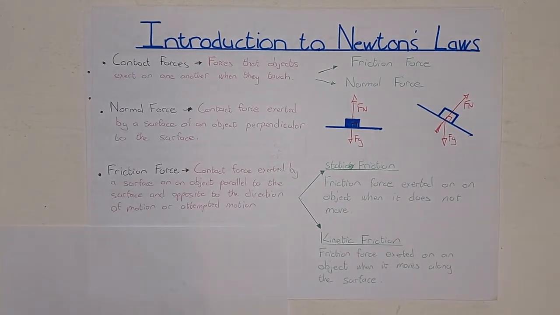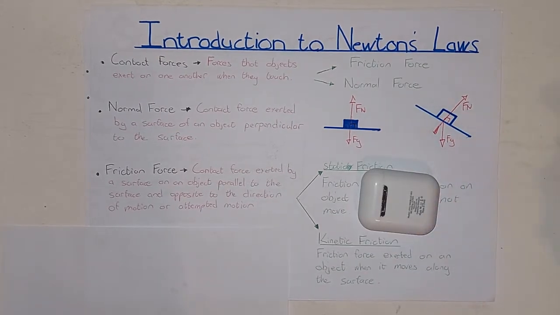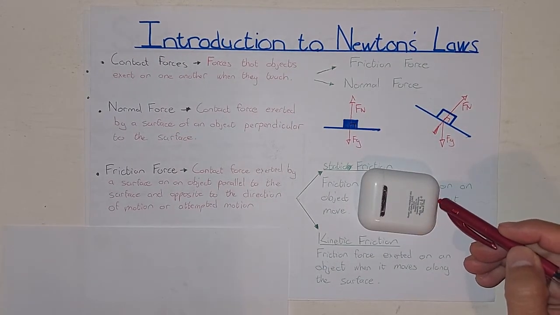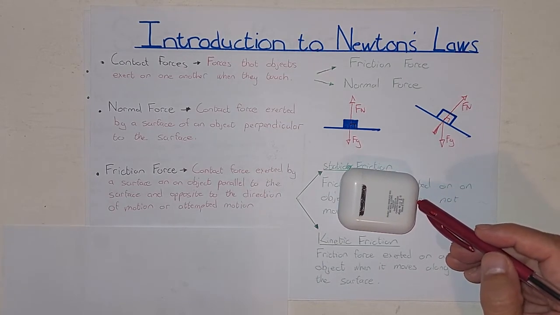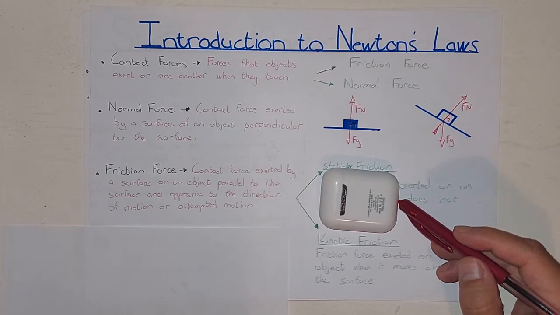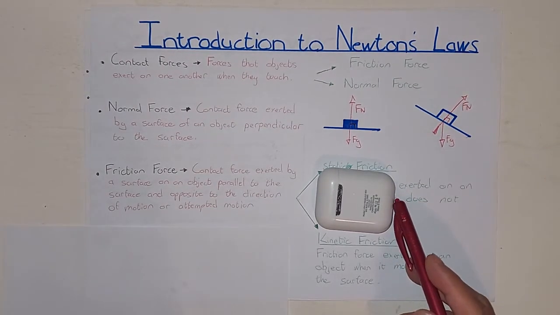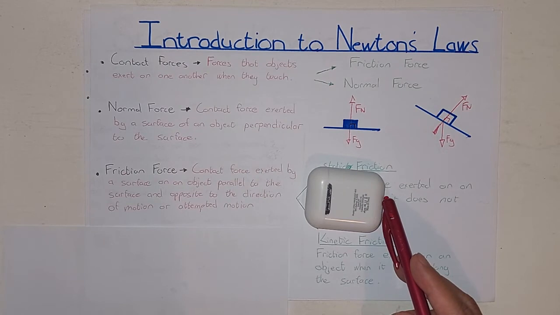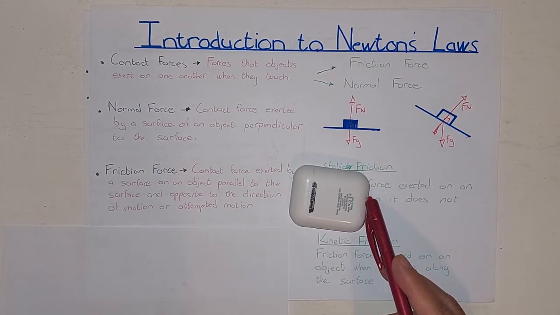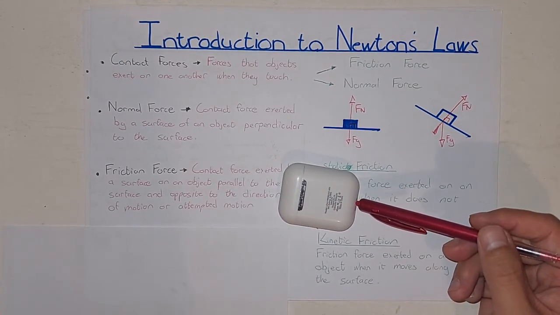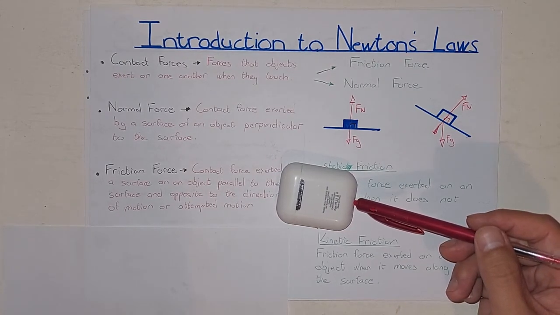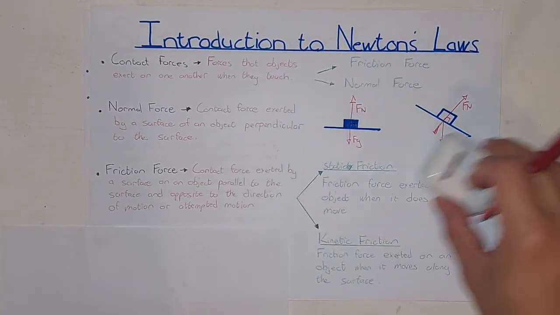All right, kinetic friction is the force exerted on an object when it moves along the surface. So once I have overcome my static friction, I now have kinetic friction. And it is easier to move an object once it is already moving. So once it is already moving, I can apply less force and it can still keep moving. But in order to do the initial push, I'm going to need to overcome static friction, which would be a lot higher than my kinetic friction.